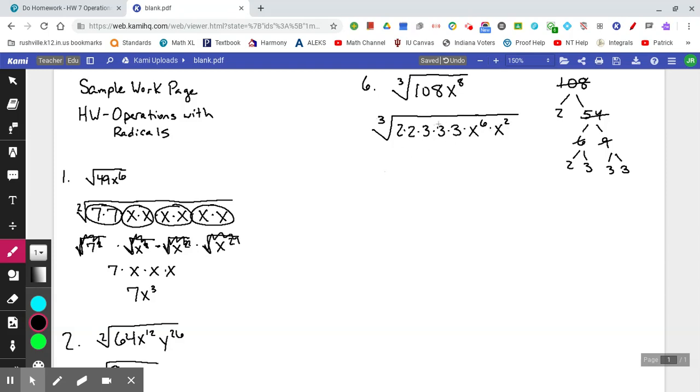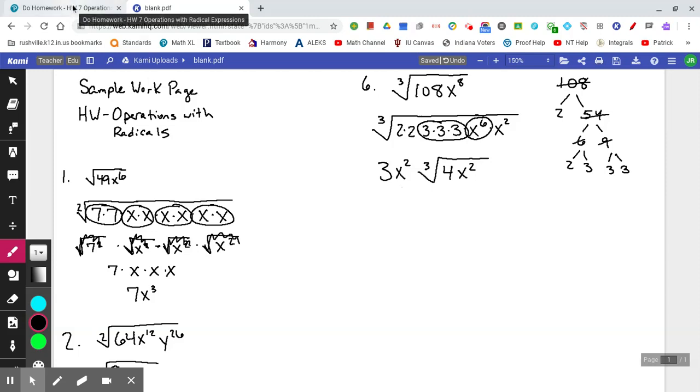Okay, so I'm looking for groups of 3. So this is going to break down. I have three 3s, and then x to the 6th. Again, that's a multiple of 3, so that's going to break down as well. Everything else is going to have to remain underneath the cubed root. All right, so what I have is going to be 3x to the 2nd. Okay, so I have one group of three 3s. And then x to the 6th: 6 divided by 3 is 2, so I'm going to have x to the 2nd. And then I'm going to have the cubed root of 2 times 2, which is 4. And then I also have x squared. So my final answer is 3x squared times the cubed root of 4x squared.